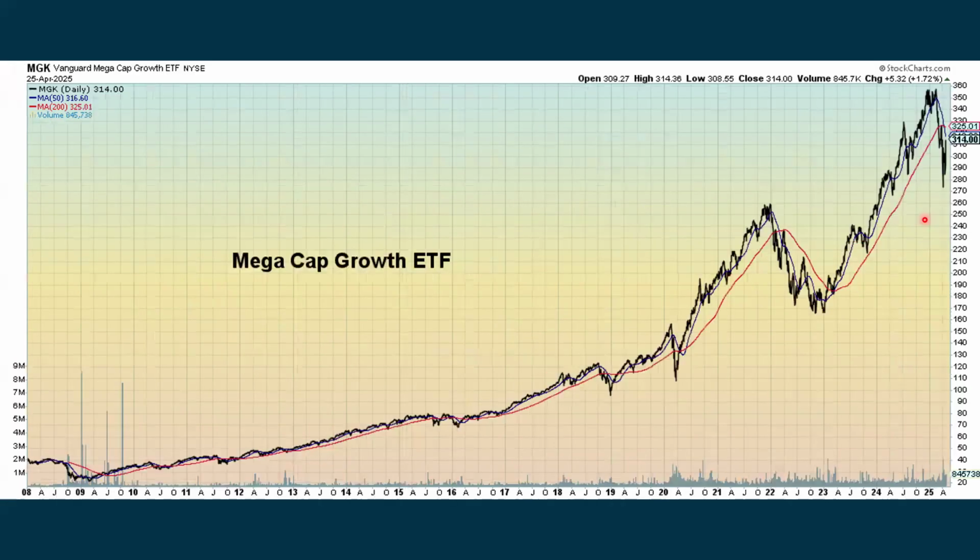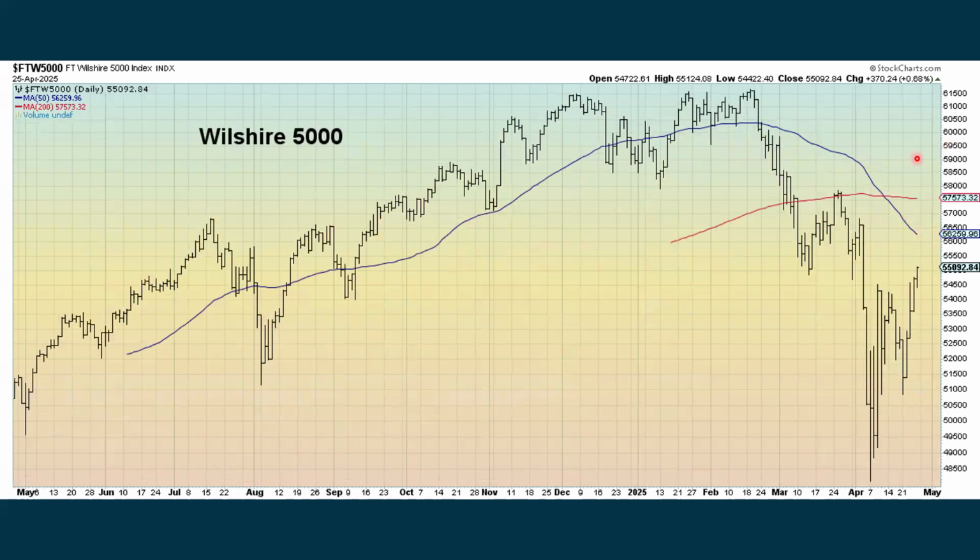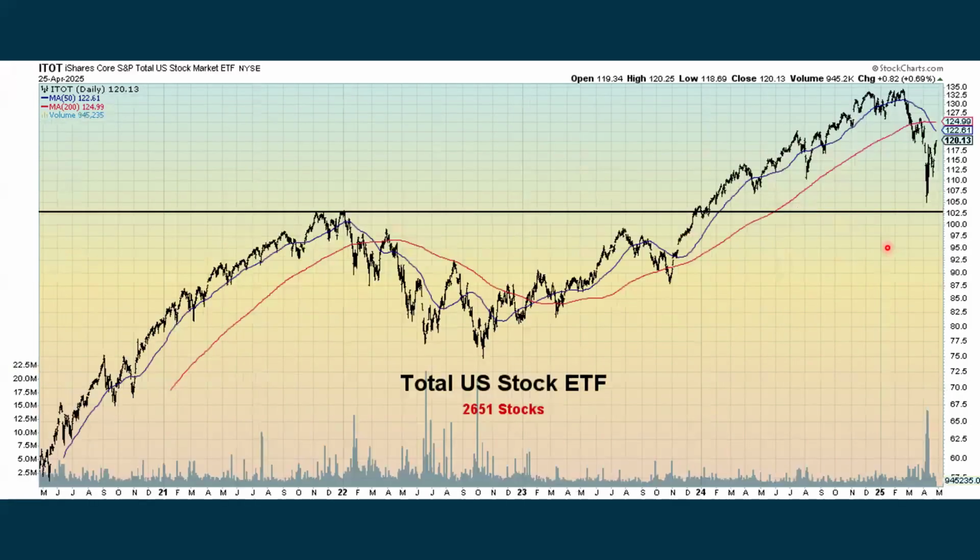Mega cap growth, this has been really going up strong. Now it's in a downtrend, even though it has been bouncing back. The Wilshire 5000, a broad market measure, showing some improvement, but still in a downtrend. Same thing with the total US stock ETF, improving, but in a downtrend.